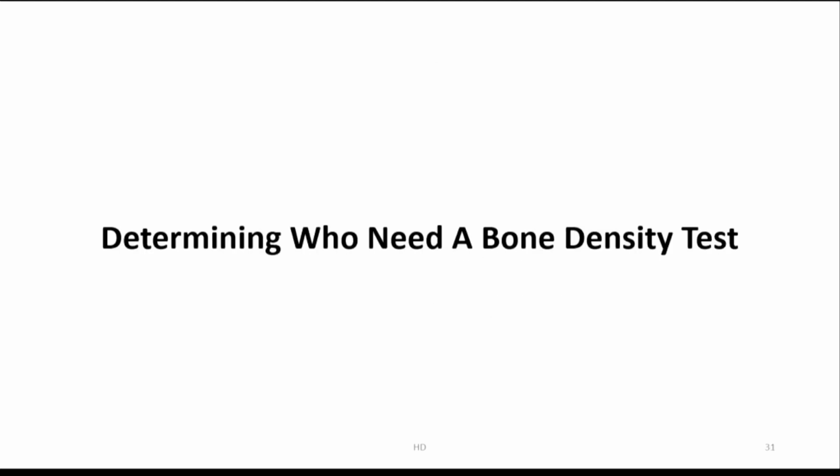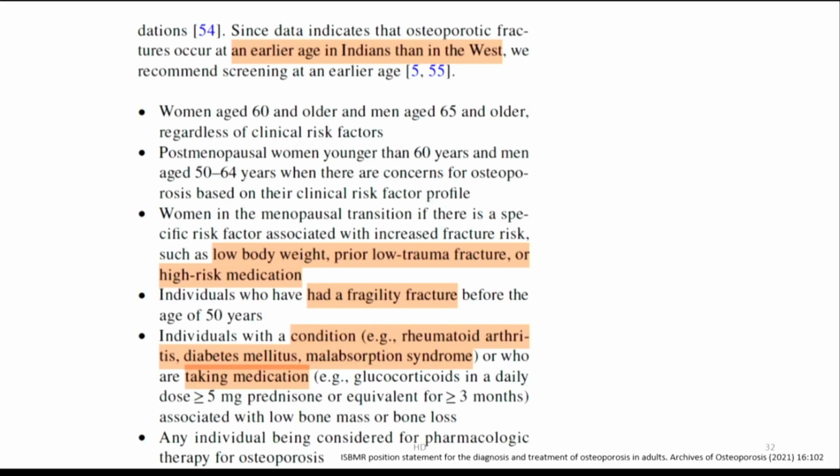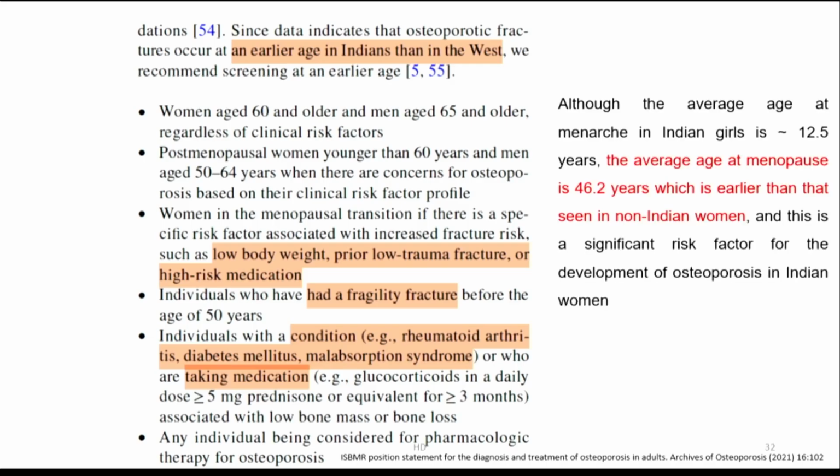Now, who needs bone density measurement? So, these are the Indian guidelines. Women aged 60 or men aged more than 65 should be advised DEXA scan, and this is regardless of any clinical risk factors. This cutoff is 5 years lower than the Western cutoff as per the National Osteoporosis Foundation, that is Western guidelines suggest a 65 years cutoff for females, but the Indian cutoff is a bit lower because the age of menopause is 46 years in Indian females, which is lower than the Westerners.